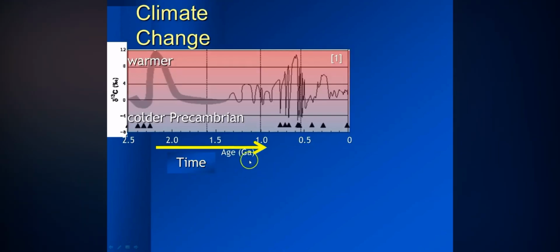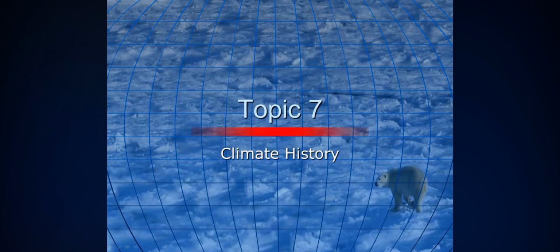Now on this time chart, 0 is the present day, going back only 2.5 billion years. You can see some triangles here. Those represent glacial times. You notice that glaciations were not that common. So even today we have glaciers on the planet. We have Antarctica, and we have Greenland. So we're kind of in a glaciation, depending on how you define glaciation.